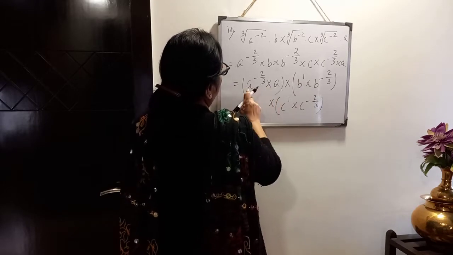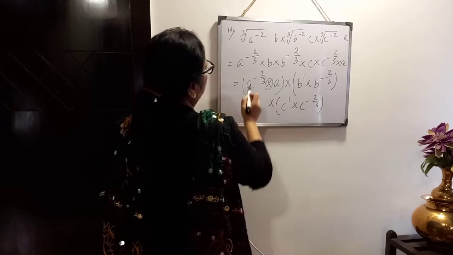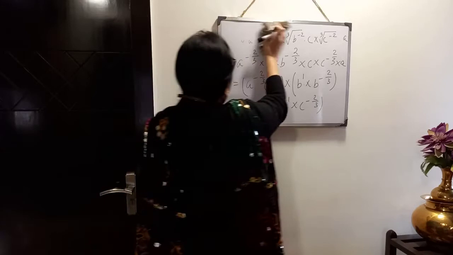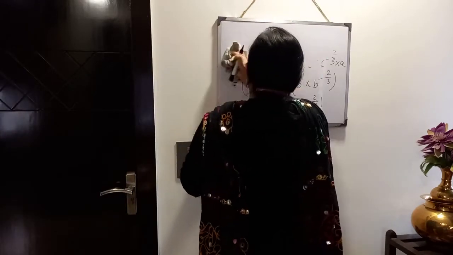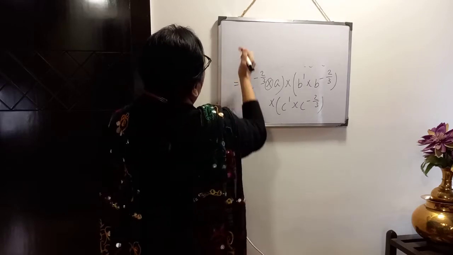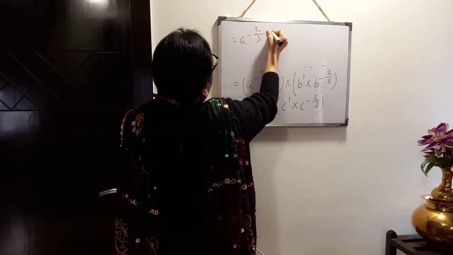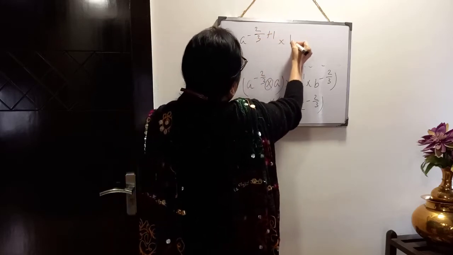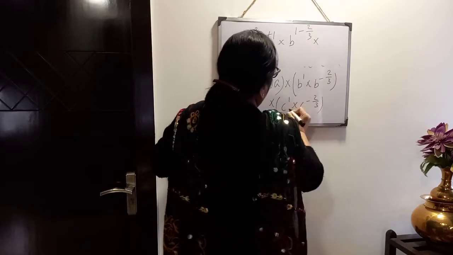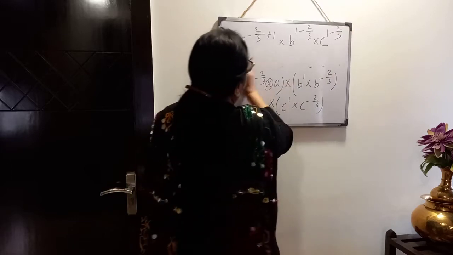Now same base, here also a, here also a. There is multiplication sign. So what we can do? We can add the power. Here minus 2 by 3, here there is 1. So I'll write in this form, a to the power minus 2 by 3 plus 1 into b to the power 1 minus 2 by 3 into c to the power 1 minus 2 by 3.